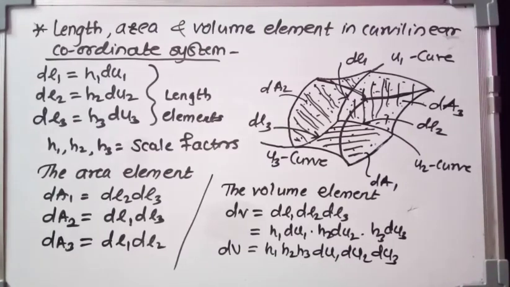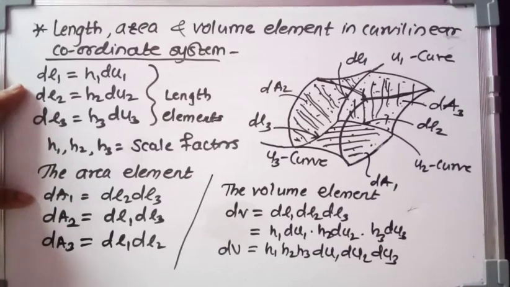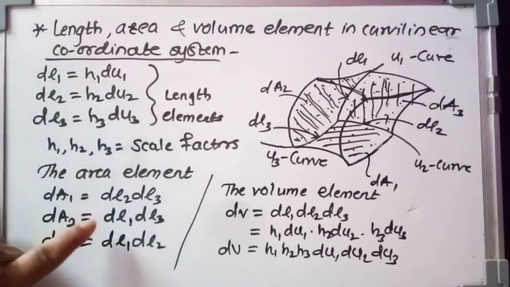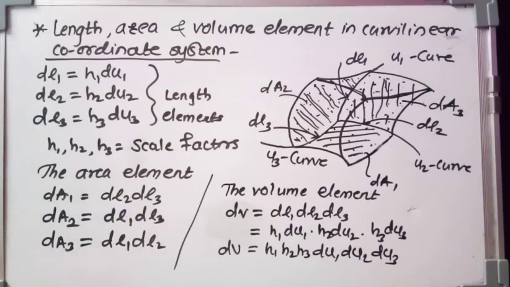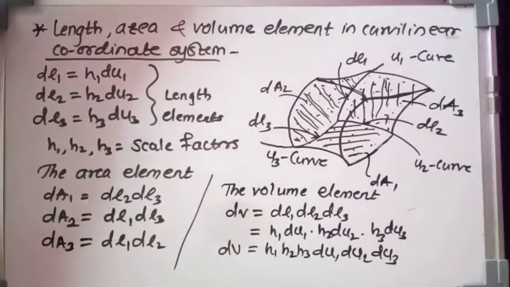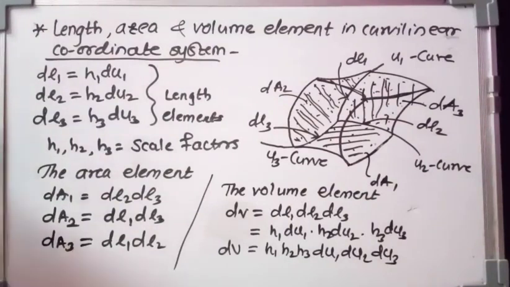Now you can take one area element and corresponding length element. Again you will get volume element, that is dA1 into dl1. You will get h1 du1, h2 du2 and h3 du3. Means we get same equation. Multiplication of corresponding length element and area element also gives rise to volume element. Now let us turn towards next topic.